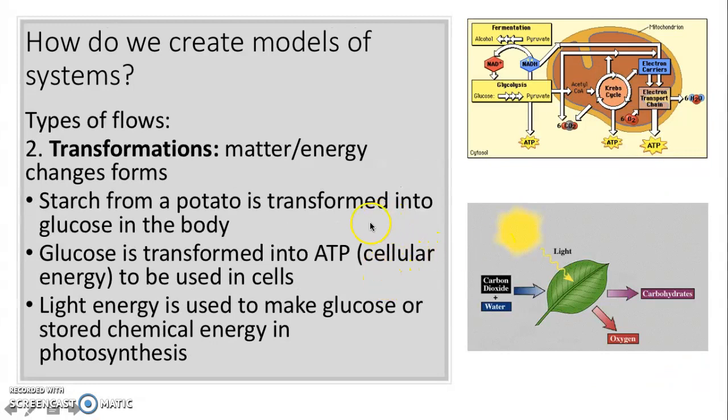There are also flows that are considered transformations. Transformations means that the energy or matter changes forms. So that means that it's different. It's no longer just water flowing from one zone to another, but something has happened to those molecules or to that energy to make it different.